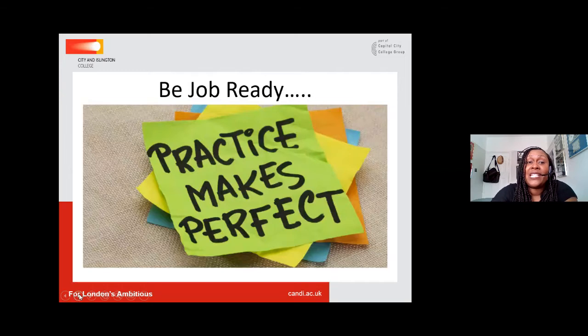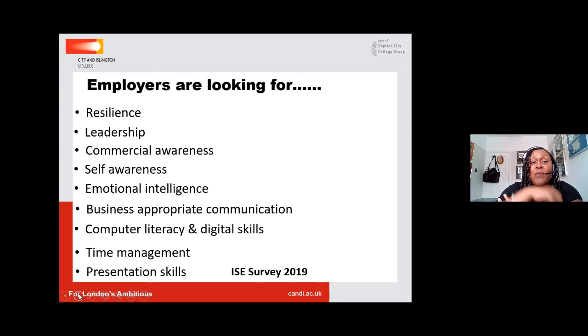Okay, so all of these things point to how ready you are for the job market. It's really important that you hone in on your skills and that you're able to transfer them into the world of work. So let's just remind ourselves, this is from a report from the Institute of Student Employers survey, where they asked what employers are actually looking for.